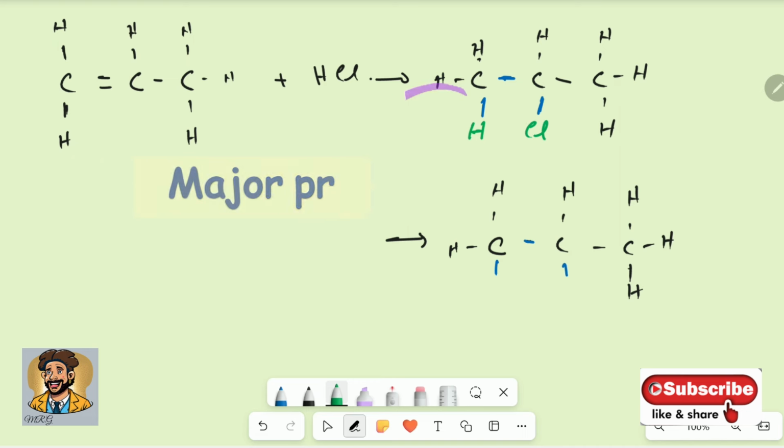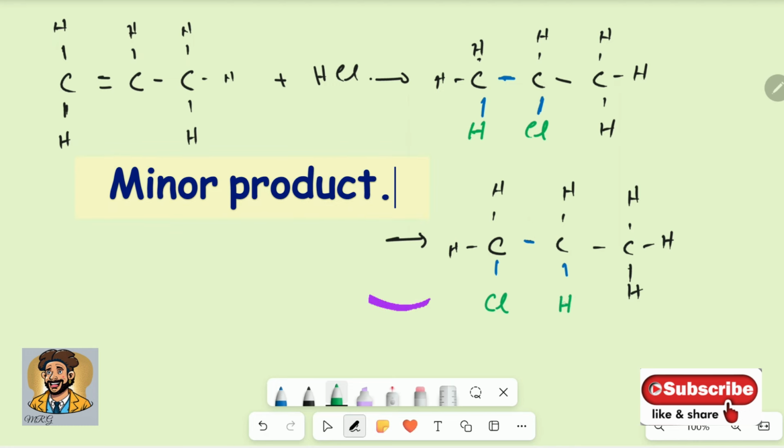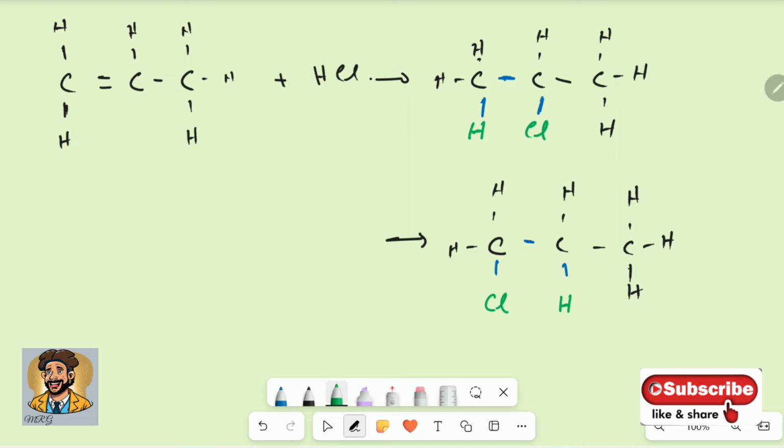The other option could be that the Cl comes to the first carbon and the hydrogen comes to the second carbon. Okay? There you can see it. Those are the two options.